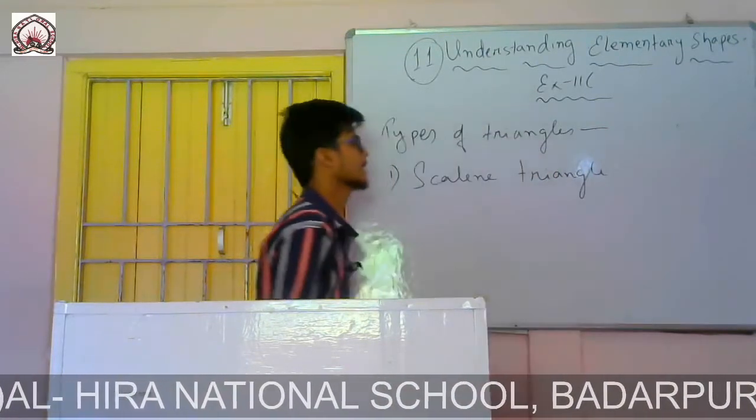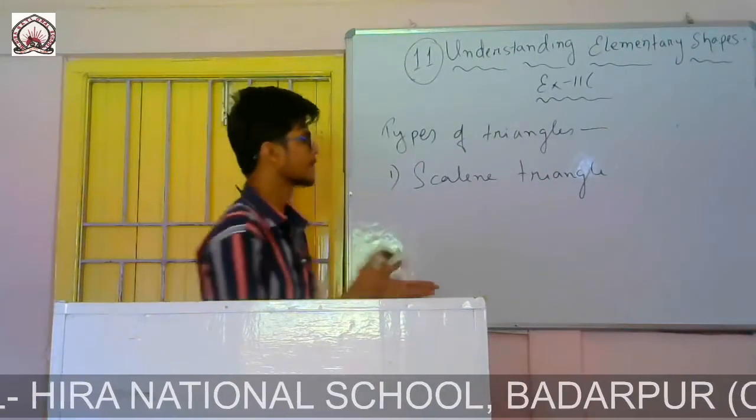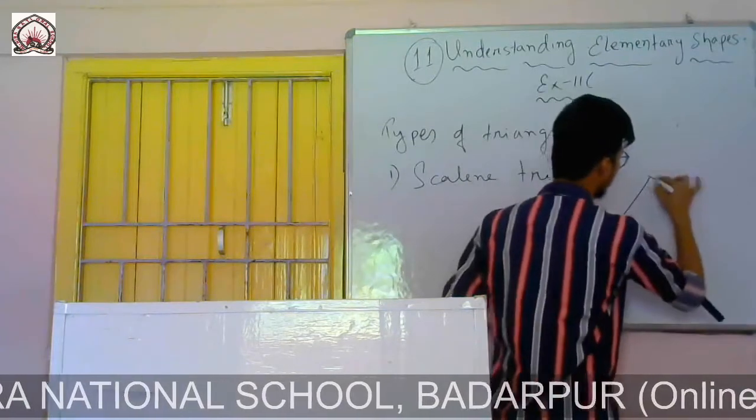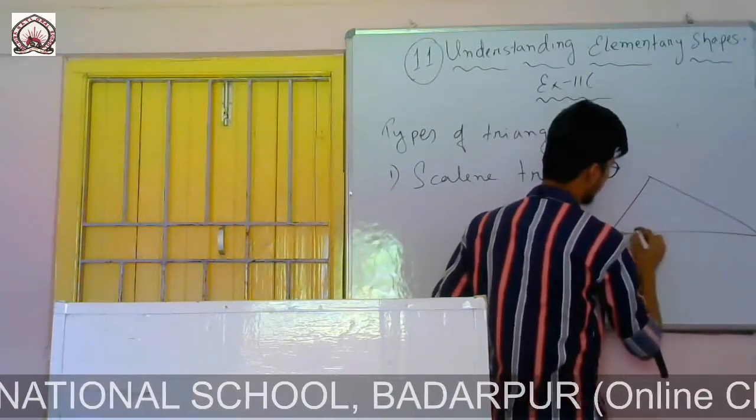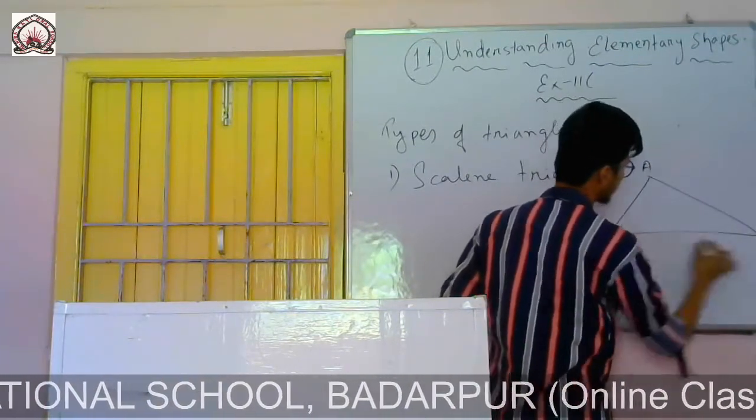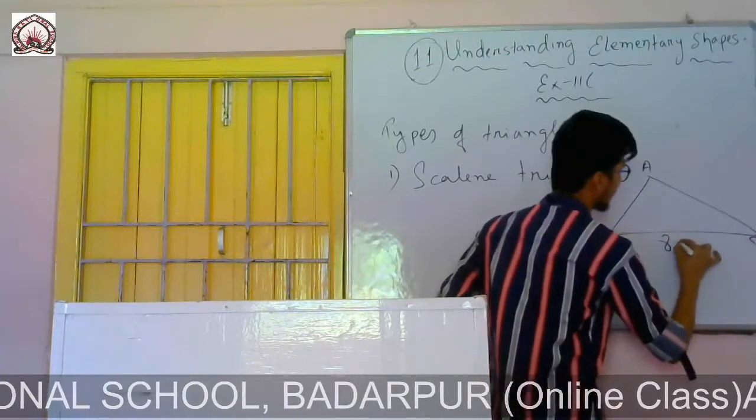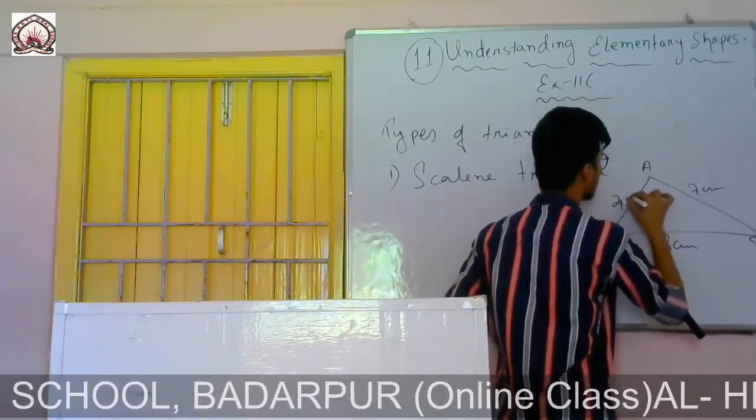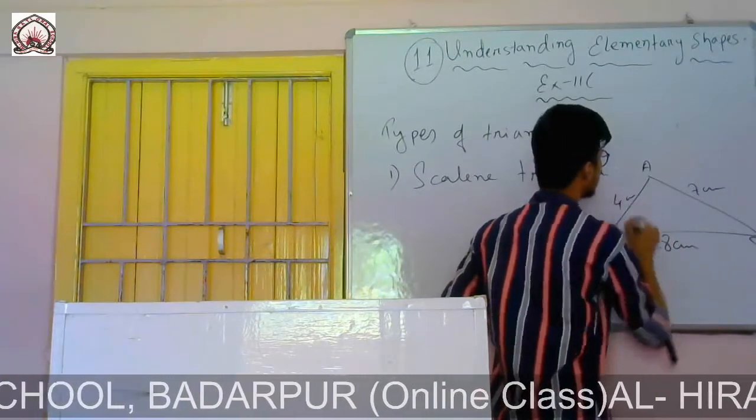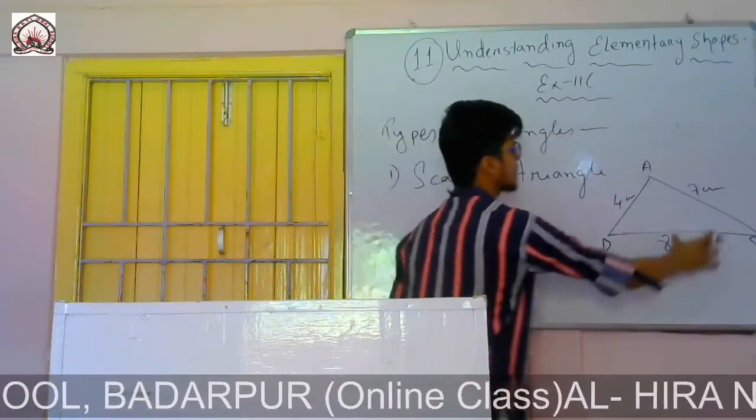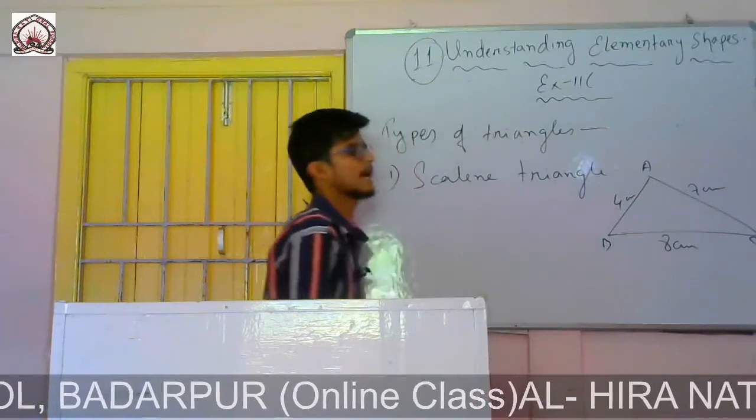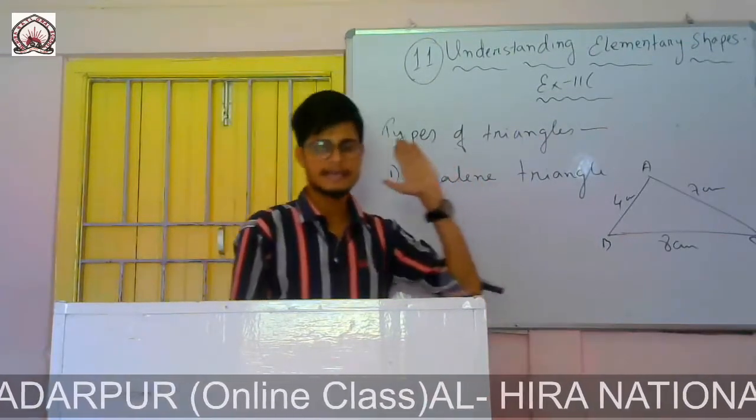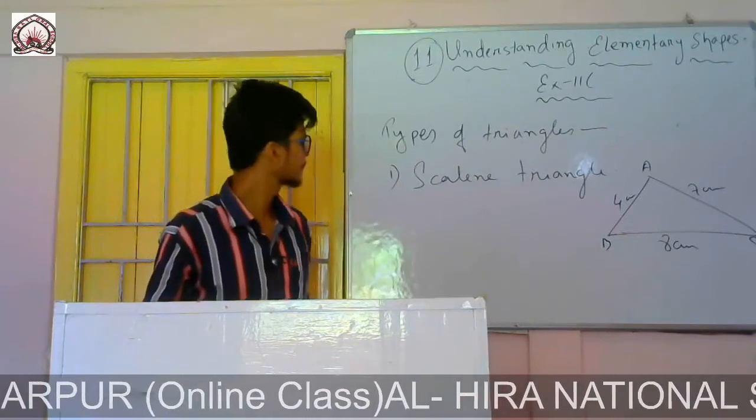When we say that a triangle is scalene, all the sides are unequal. For example, if I draw a triangle ABC, this side is given as 8 centimeter, this one 7 centimeter, this one 4 centimeter. You see in this triangle, these three sides are different. They are unequal. So we say such a type of triangle is a scalene triangle.